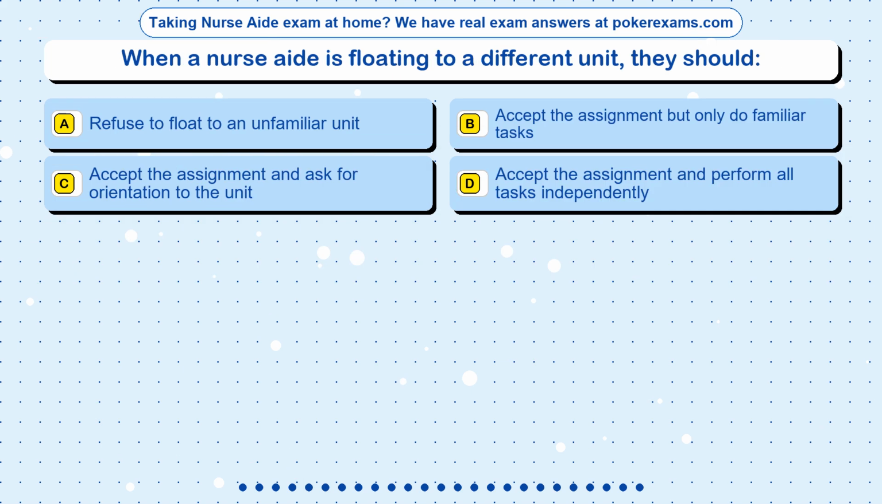Question 25. When a nurse aide is floating to a different unit, they should: Option A, refuse to float to an unfamiliar unit. Option B, accept the assignment but only do familiar tasks. Option C, accept the assignment and ask for orientation to the unit. Option D, accept the assignment and perform all tasks independently.